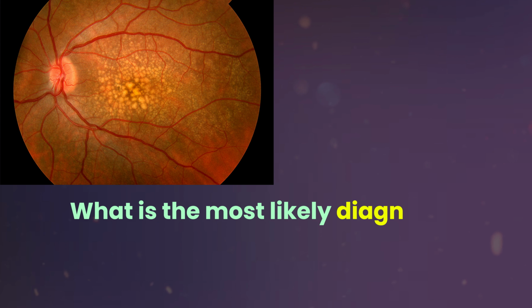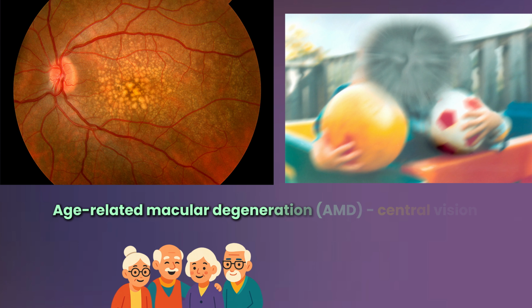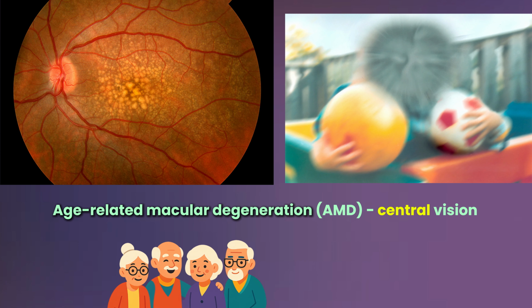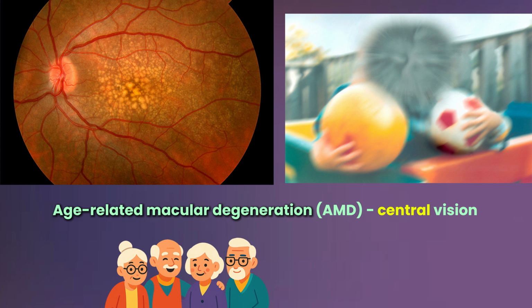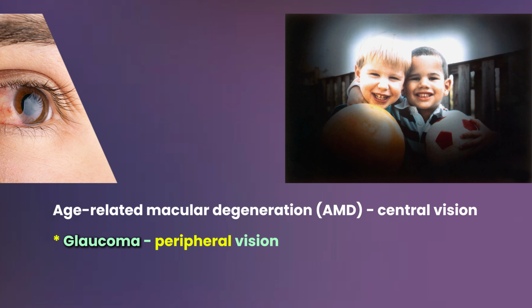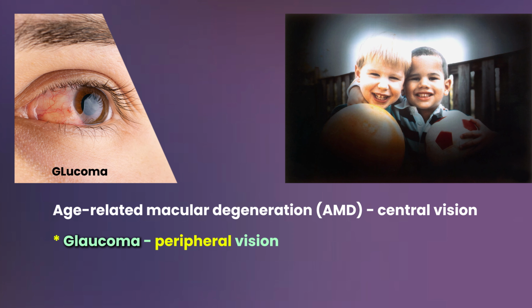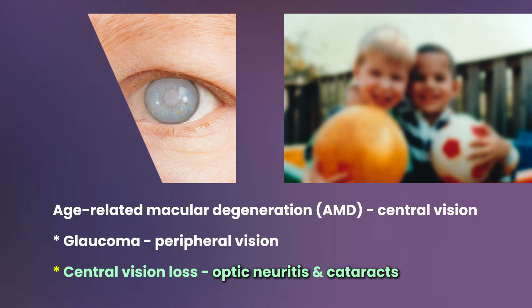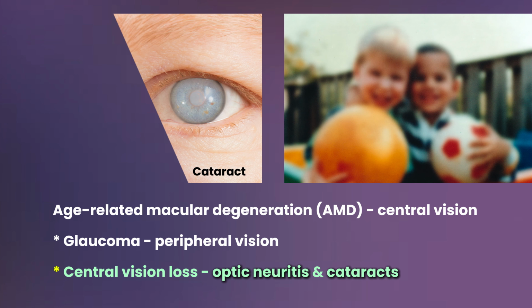What is the most likely diagnosis? Age-related macular degeneration, in which central vision is blurred, is a significant cause of vision loss in the elderly. By contrast, glaucoma typically affects peripheral vision while sparing central vision. Central vision loss can also be caused by optic neuritis and cataracts.